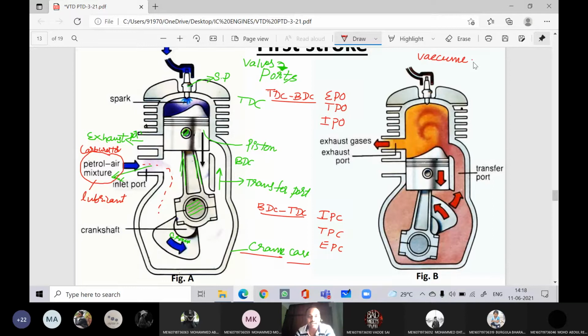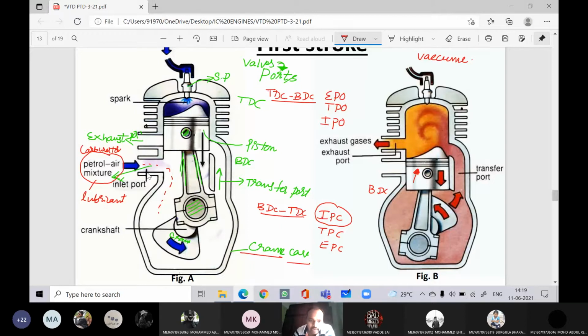Now always outside is atmospheric pressure, inside is less than atmosphere. Now let us assume this is the bottom position of the piston. The piston is at the bottom dead center here. When the piston is moving from BDC to TDC, can you see my cursor? Yes, sir. First it uncovers the inlet port. For further movement of the piston, what will happen? It will create vacuum inside the crankcase.